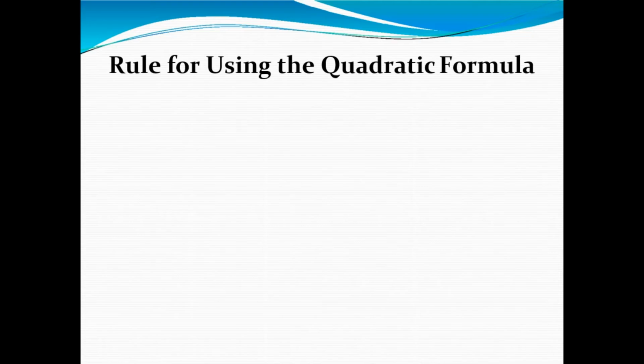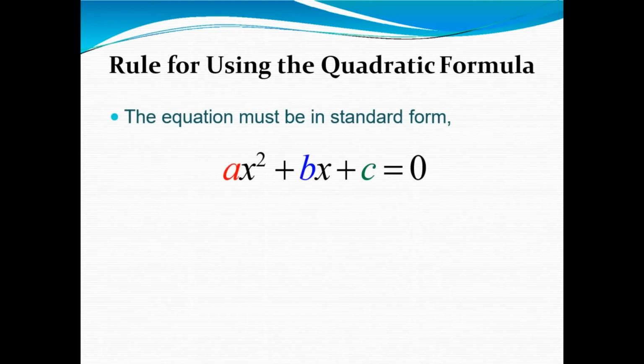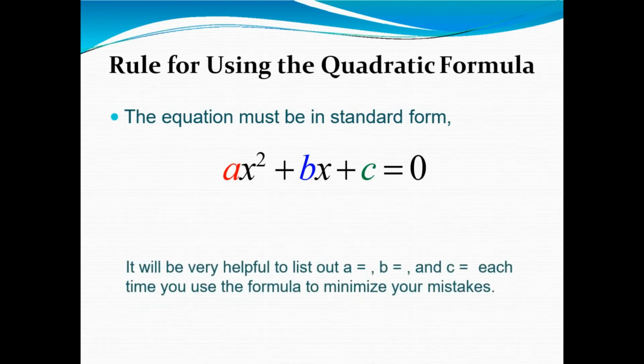Now, what are the rules in using the quadratic formula? Very simple. We have our ax squared plus bx plus c is equal to 0. This is the standard form. We just need to list our a, b, and c, and then we just input them into our formula to minimize our mistakes. Again, the first step in solving our quadratic equation using the quadratic formula is that we need to transform our quadratic equation into standard form so we can determine what a, b, and c are so that it is easy for us to substitute them into our formula.